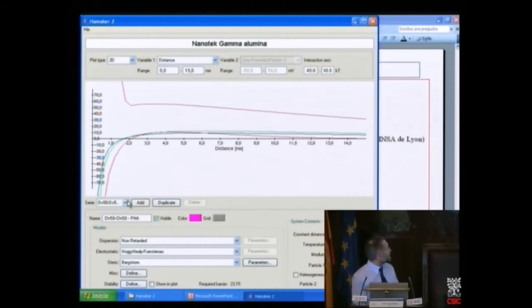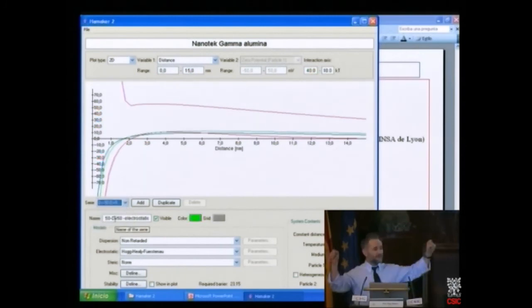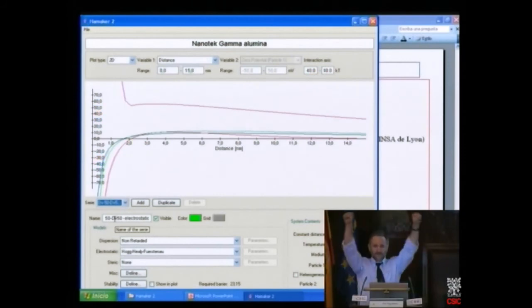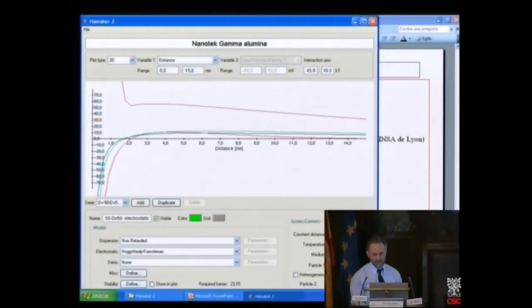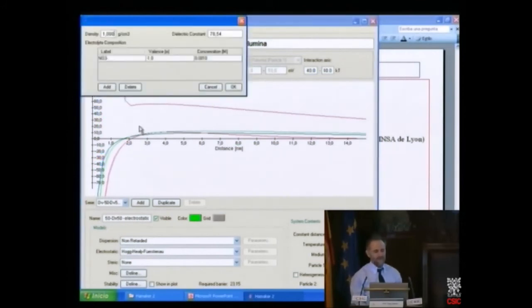So this is the interaction. So if we go for electrostatic, this is for the two DV50s. So we have the DV50s. We have a look at the particle. So here we have the Hamaker constant for alumina, the density for gamma alumina, particle diameter, which is 126 nanometers, zeta potential 22. We put the zeta potential plane at 0.5 nanometers. So we can change these parameters. The medium, like I say, we're working in KNO3, 10 to the minus 3 moles, valence is 1.